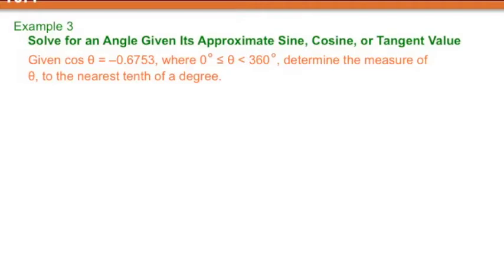So one more example. This time we don't have the exact value of the trig function, we have an approximation. Doesn't change anything, we still need to look at finding the angle. So cosine of theta is negative 0.6753, meaning that theta would be cosine inverse of negative 0.6753.